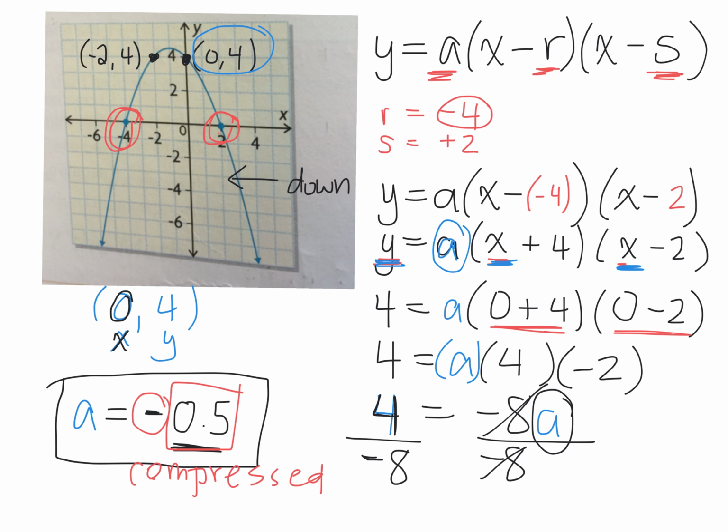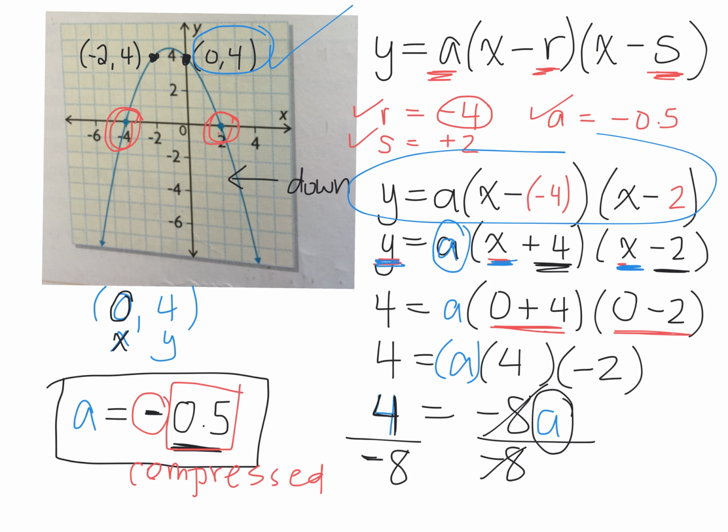The question said, write an equation of the parabola. So to write the equation, we needed to know r, s, and a. So now that we've figured out r, s, and a, I want you to write the equation in factored form. So everyone do that right now. Okay, so yes, the y-intercept was located at (0, 4). So our equation matches. Why do we have to do it in factored form first before we put it in standard form? Because we are able to see what the x-intercepts were, so we can plug r and s into factored form, and then we can find a.